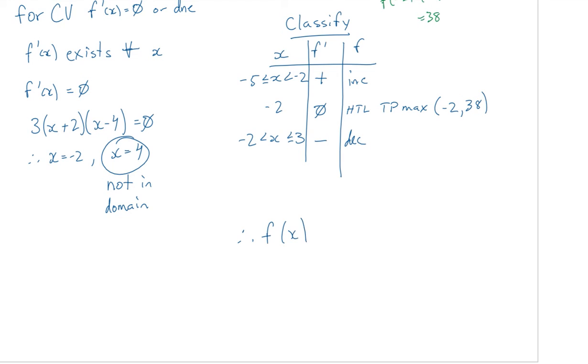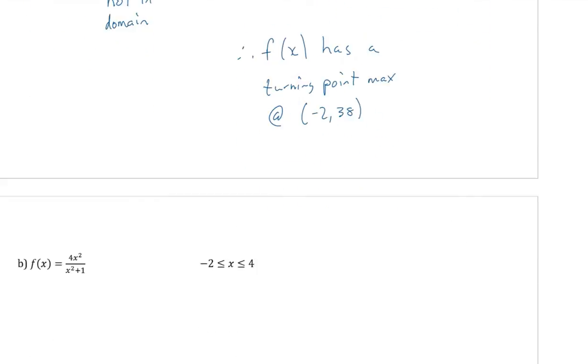f at x has a turning point max at -2, 38. When we do sketching, we're not going to state that every single time, but I think it's good to summarize when we're just learning it like this. All right, let's do some more examples.